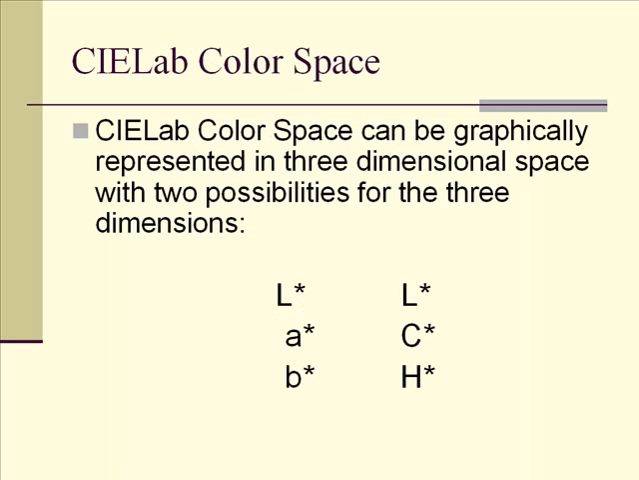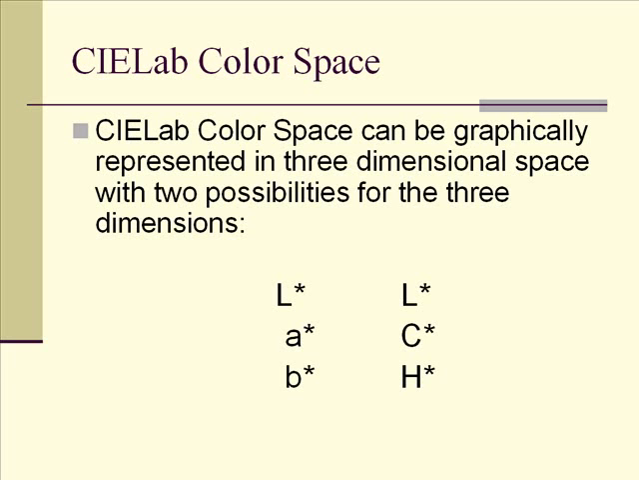CIELAB color space can be graphically represented in three-dimensional space with two possibilities for the three dimensions. So we can describe our color and place it into our three-dimensional color space. Think of that model we had of the Munsell system that had the pages sticking out and going around in a circle. All the colors fell in a certain location on that model. That's what we mean by color space, a three-dimensional space, just like we live in a three-dimensional space.